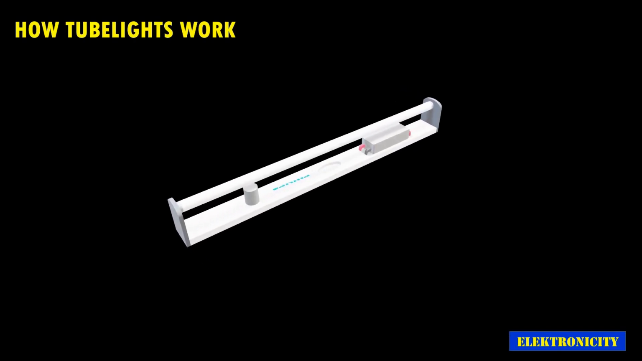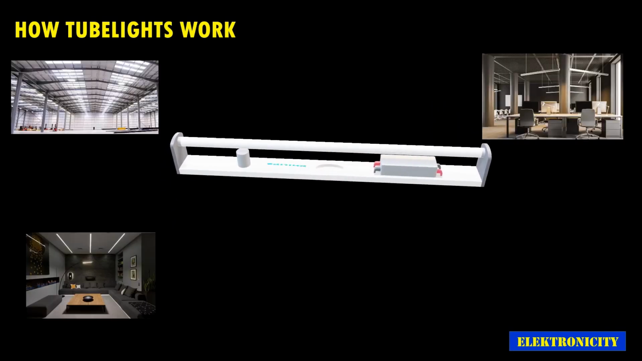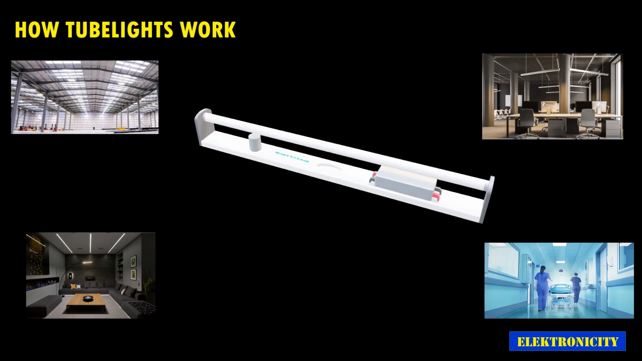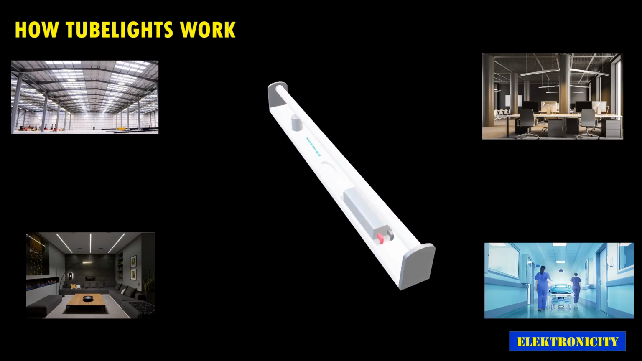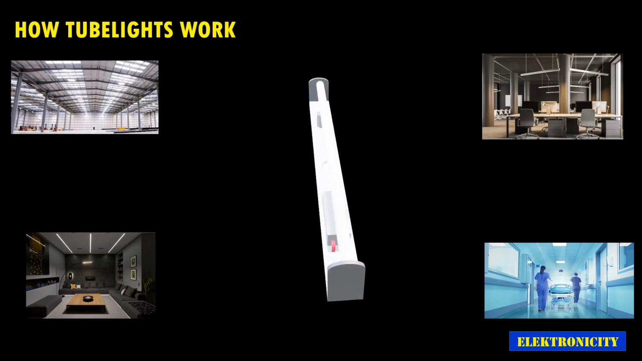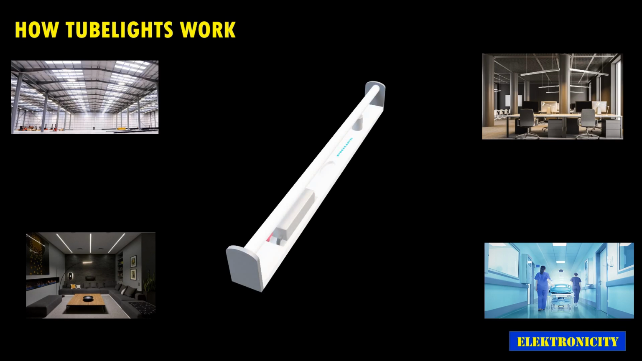A fluorescent tube light can be seen in all walks of life, whether they are factories or offices, houses or hospitals. Tube light is used everywhere. But very few people know how fluorescent tube lights really work. In today's video, we will try to understand that.